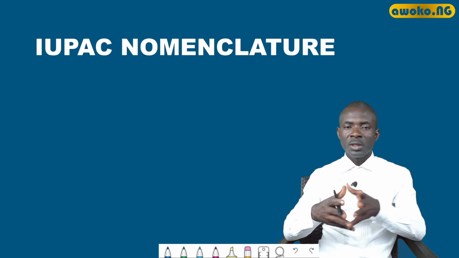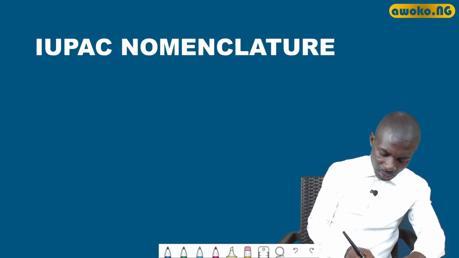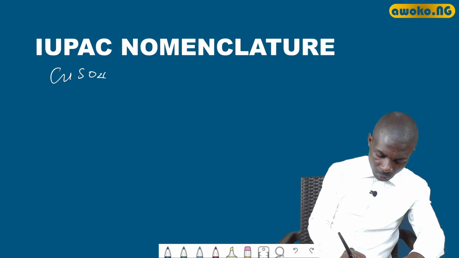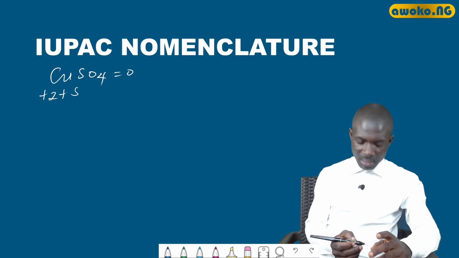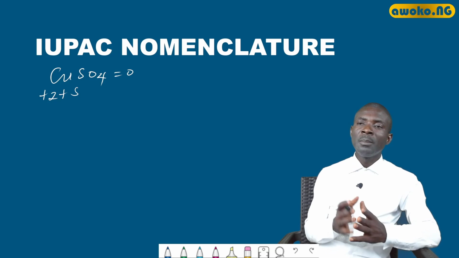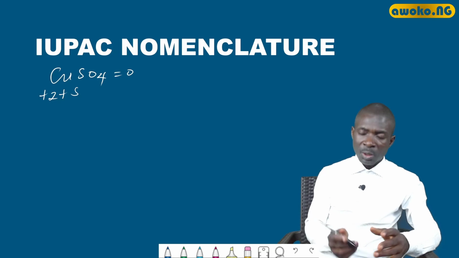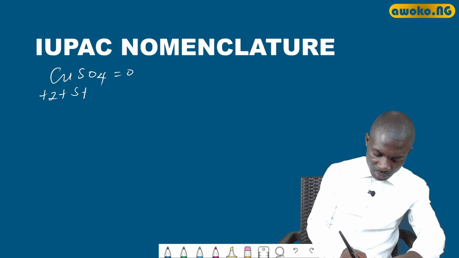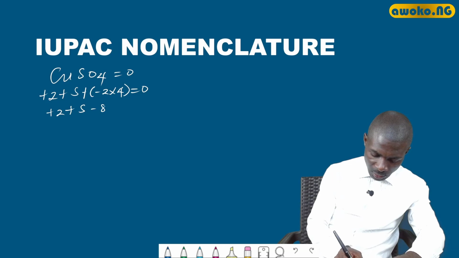That is very interesting. Let's look at another example of a polyatomic ion that we can name using this concept. So here we have a compound like CuSO4 equal to 0. Of course, the oxidation state of copper is +2, plus S. Sulfur here is the central element. Of course, we said in naming polyatomic ions, we make the central atom the subject of the formula, which reflects the name of the compound. Plus we have -2 multiplied by 4 equals 0. So plus 2 plus S plus -8 equals 0. So by the time we collect like terms, we have S is equal to 0 plus 8 minus 2. So S is equal to plus 6.